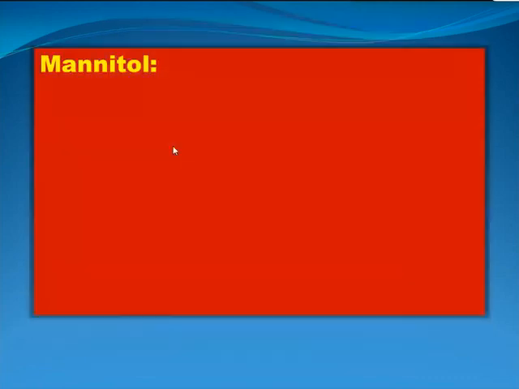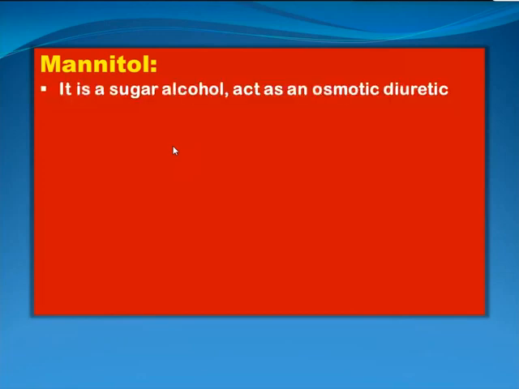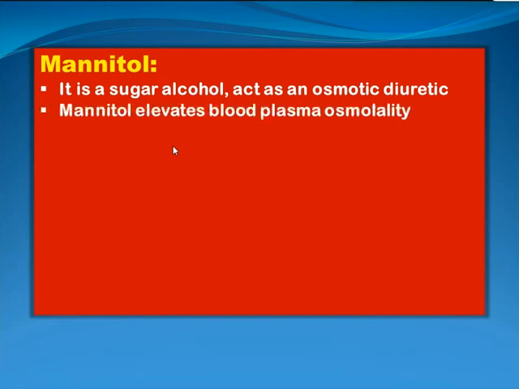More information about mannitol, 20%. As I said, it is an osmotic diuretic. The active ingredient is called sugar alcohol. And it will elevate the blood plasma osmolarity because it is hyperosmolar. So the primary action is to increase the plasma osmolarity. When the plasma osmolarity increases, what will it cause? Anyone can tell me? A shift of fluid from the intracellular to the extracellular compartment.